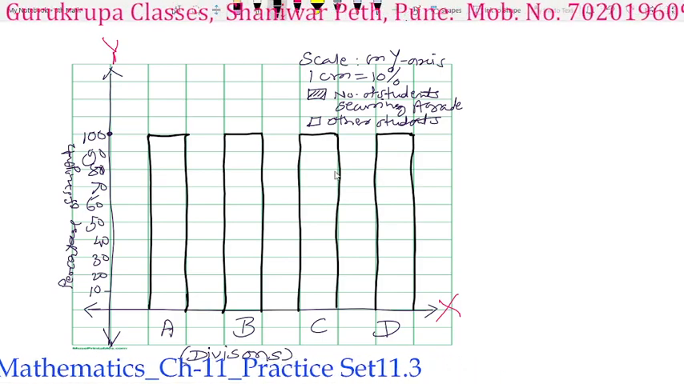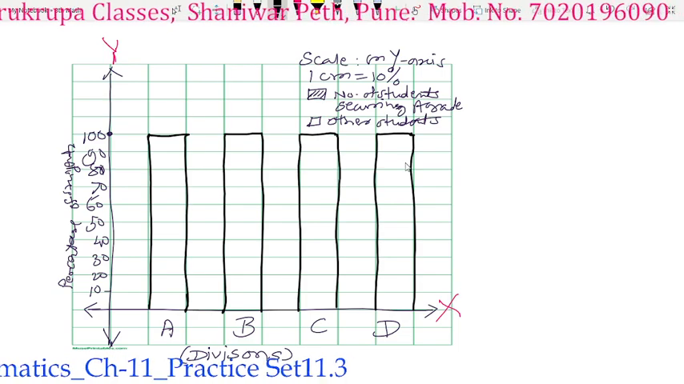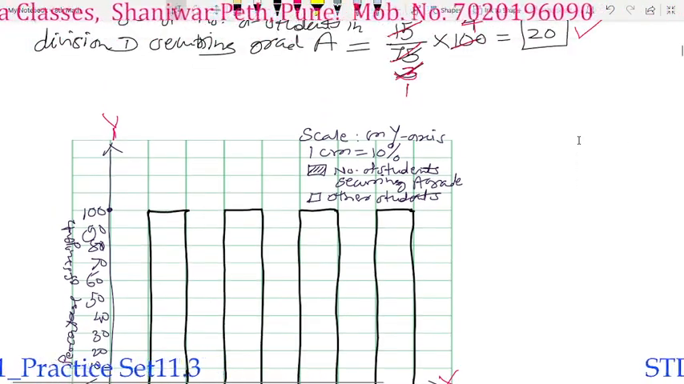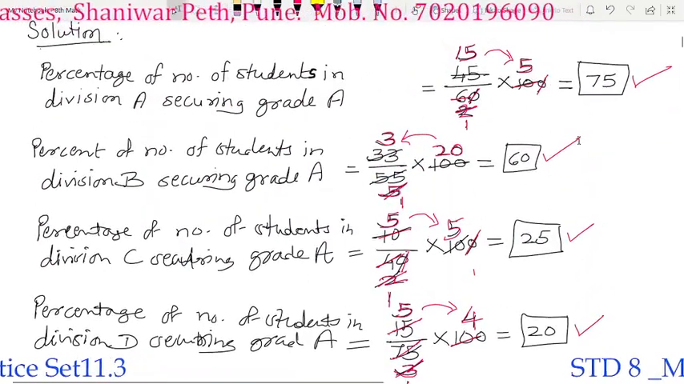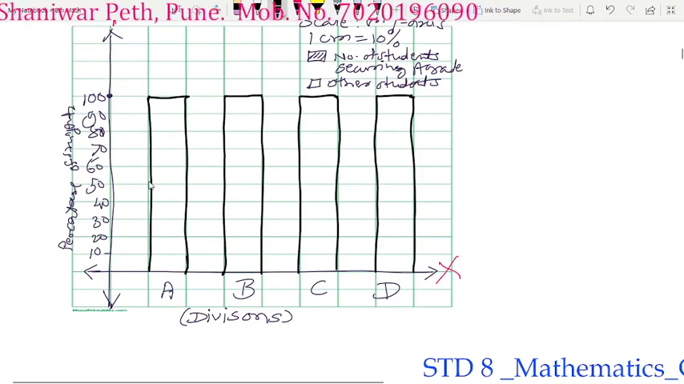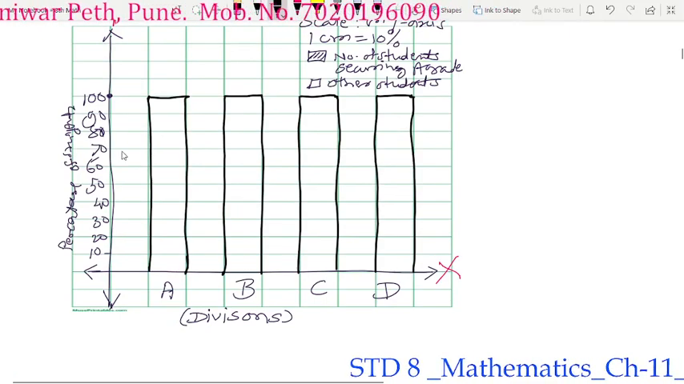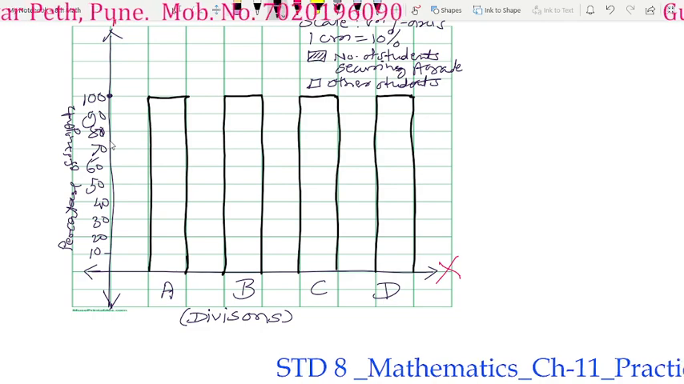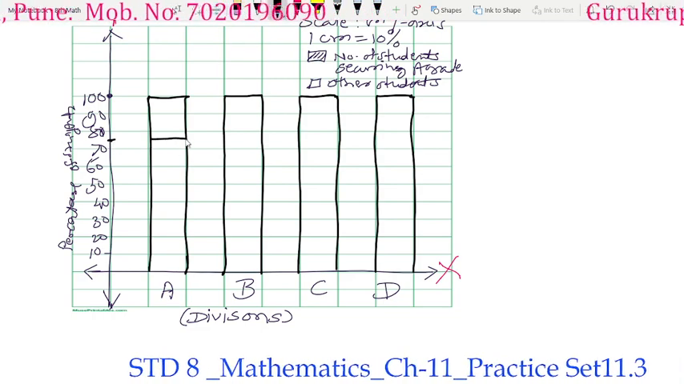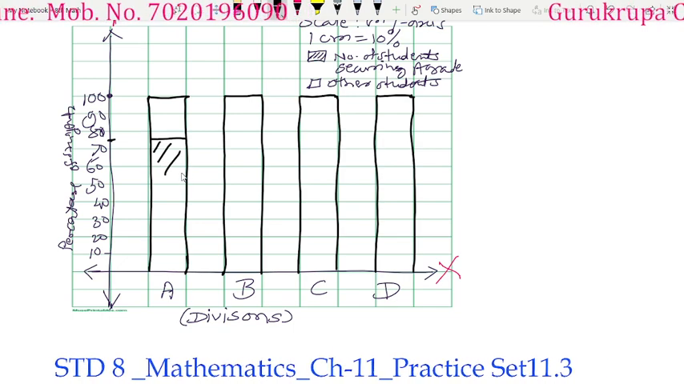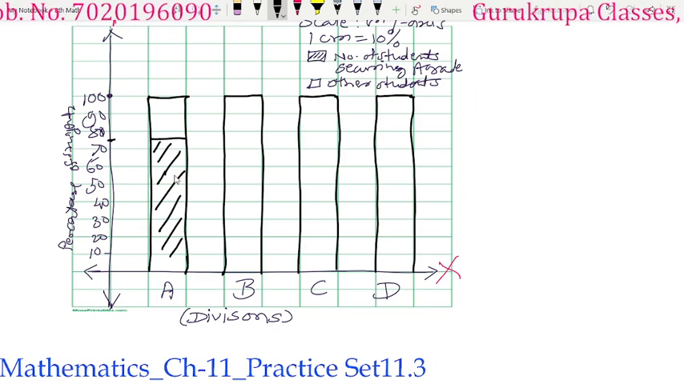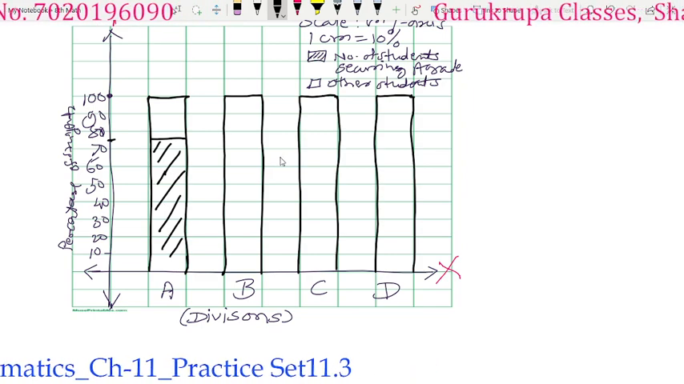Now we divide each bar by its percentage. First percent is 75, 60, 25, 20. So for division A, 75 students are there, so between 70 or 80 we get 70. So 75%. So that is a different part. So we can make a design over there or color that part.